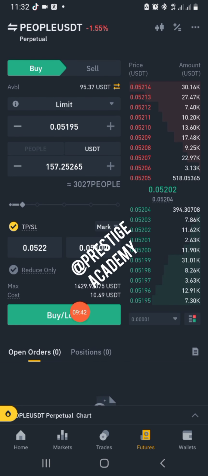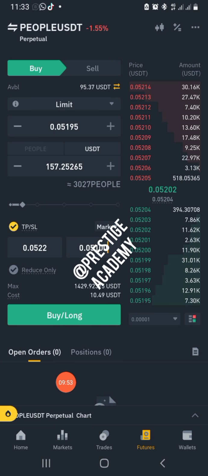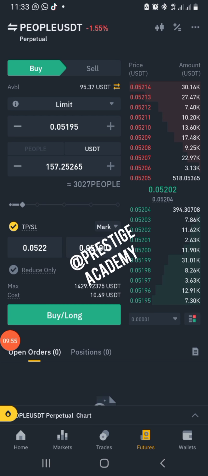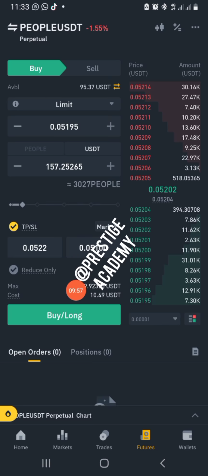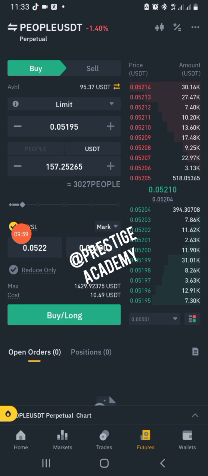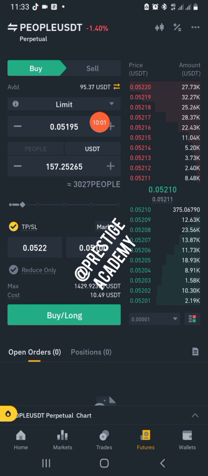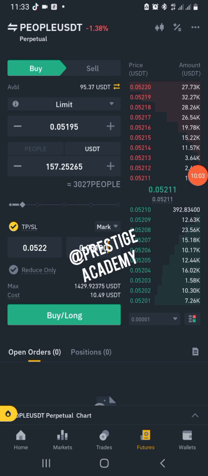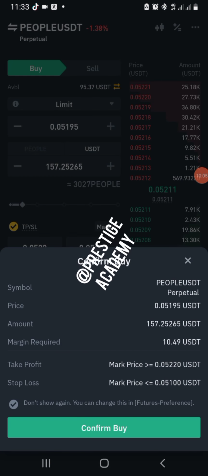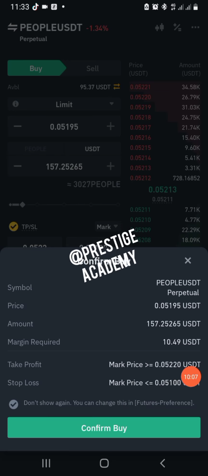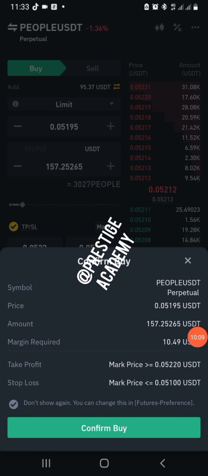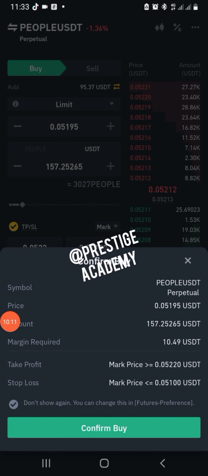Now this is our orders, and this is our position. Orders simply means where you place a trade and it remains there waiting for it to pick. Once it picks, it comes to position. Now we are using $10.49 to enter this trade, and we have set all our entries. Now let's click on buy and see what happens. All right, now this will come up. All you need to do is read and understand what is here. Now let's confirm our buy.